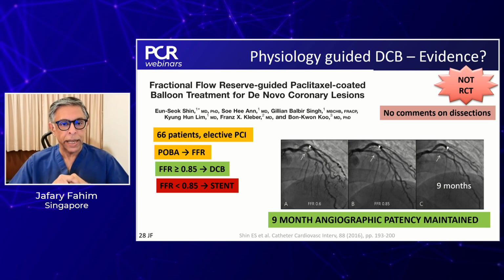It's observational data. And the authors in the paper made no comments on dissections, but through personal communication, I was told that any dissection that was type C and below, they would leave if the FFR was good. So a pretty decent dissection they would leave as long as the flow was good.